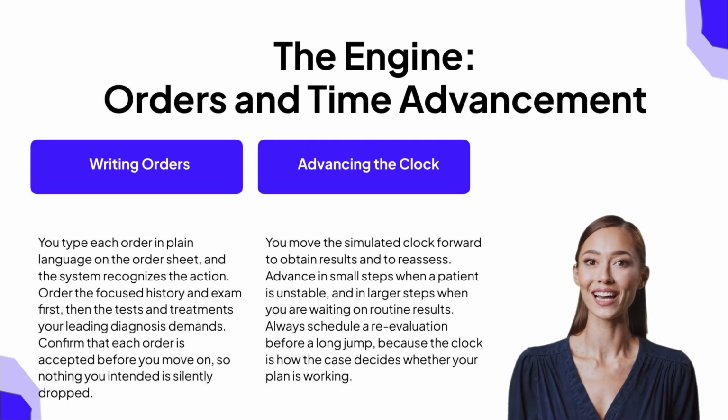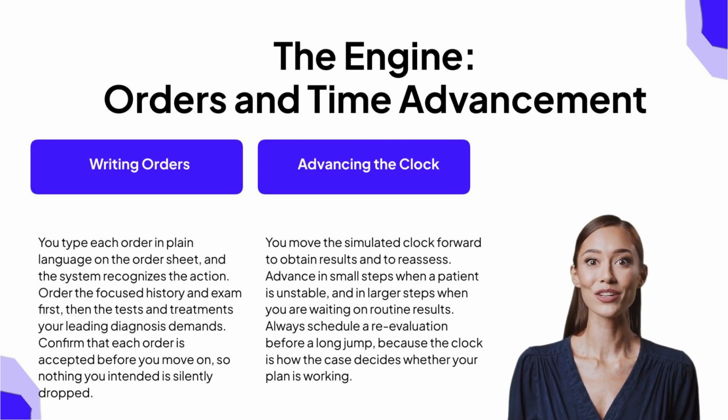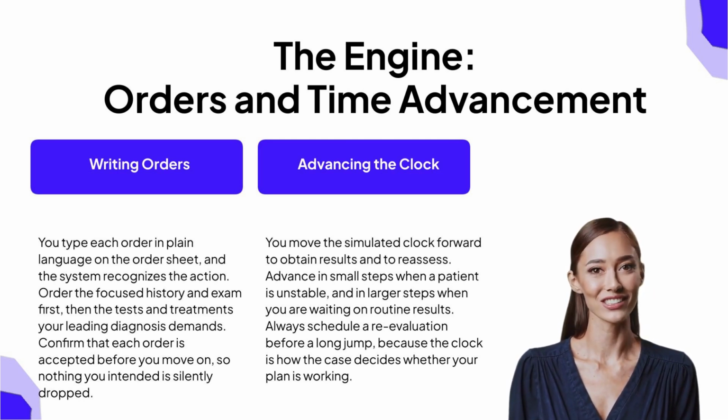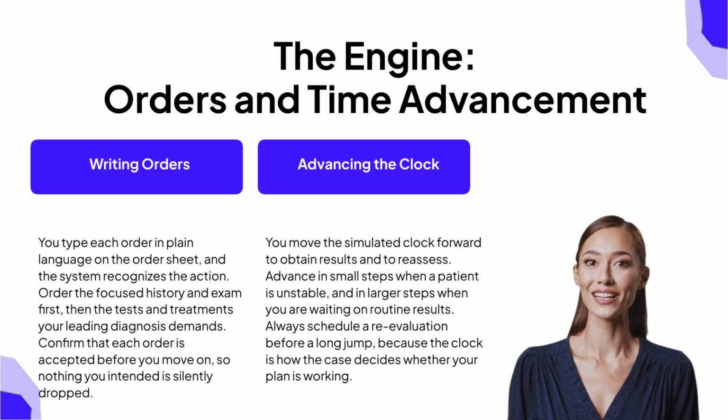Time advancement is how you get results and reassess. When a patient is unstable, advance the clock only a short interval. When waiting on routine results in a stable patient, you can advance further. The most useful habit is to schedule a re-evaluation before any long jump forward, because the clock is how the case decides whether your plan is working.